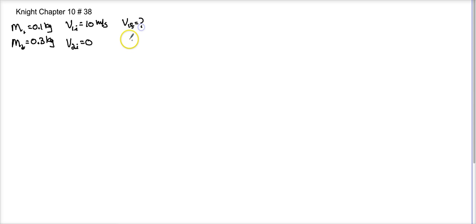So writing down the information that we have, we know that ball 1 has a mass of 0.1 kilograms. Ball 2 has a mass of 0.3 kilograms. The initial speed of ball 1 is 10 meters per second, and the initial speed of ball 2 is 0. And they would like to know what are the final speeds of both balls after they collide.